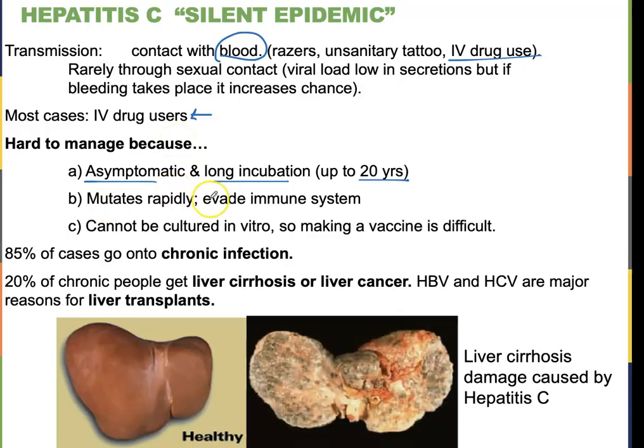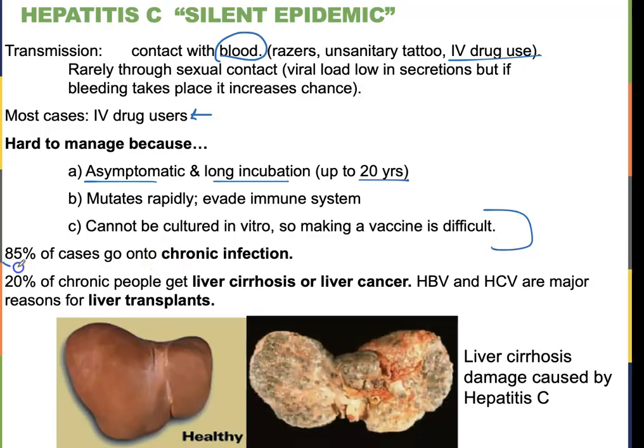It mutates rapidly. So this is why it's hard to manage hep C. It does mutate rapidly. It evades the immune system. They can't make a vaccine for it. I don't know how this is going right now, but they're having issues making a vaccine.